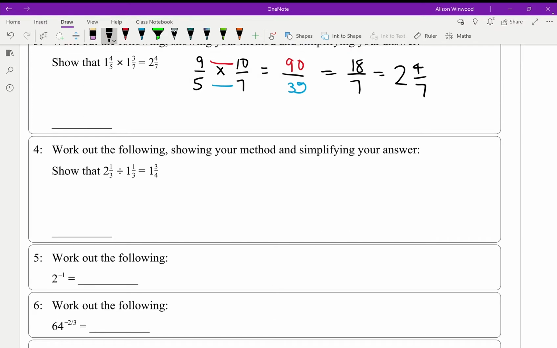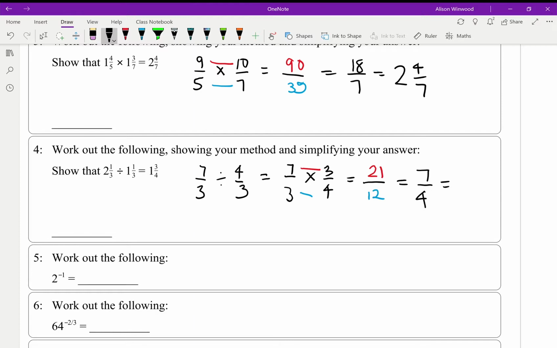So make them top heavy. 7/3 divided by 4/3. We can't divide, so we keep the first fraction as it is and turn the second fraction upside down and then multiply. So 7 multiplied by 3 is 21. Oh, hang on, I've changed the numbers. That should be a 3. And 3 multiplied by 4 is 12. Calculator can cancel it down to 7/4. Shift SD changes it to 1 3/4.